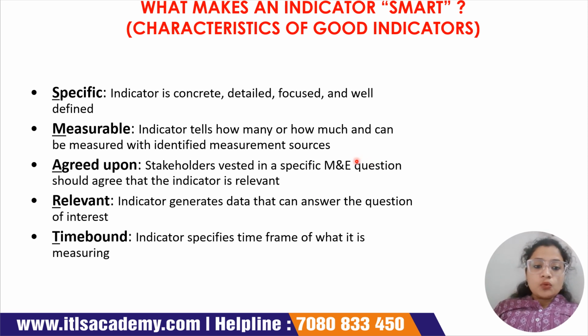Okay. Now, what will make an indicator SMART? Means what will be the characteristics of a good indicator? So first is specificity. I think these are again something I have talked about earlier also in brief. So SMART. So first is specificity. Indicator is concrete, detailed, focused, and well defined. Next is measurable. Indicator tells how many or how much and can be measured with identified measurement sources.